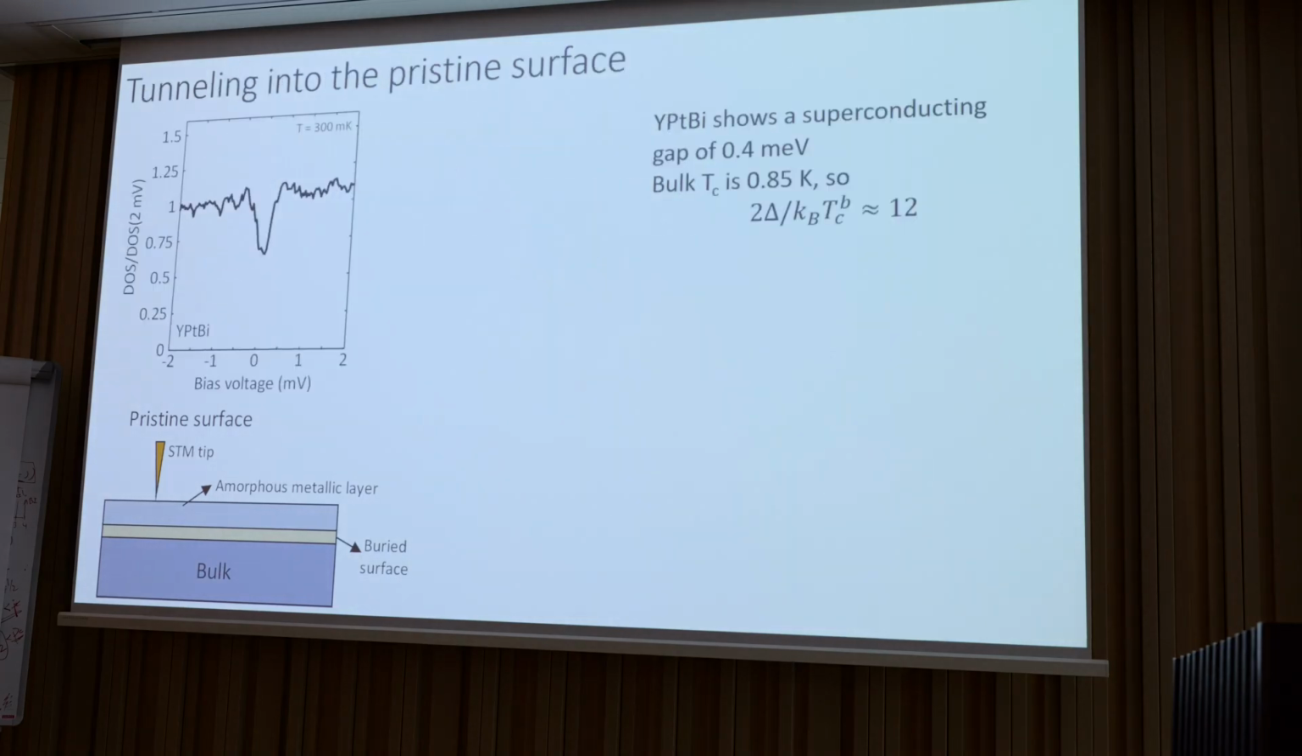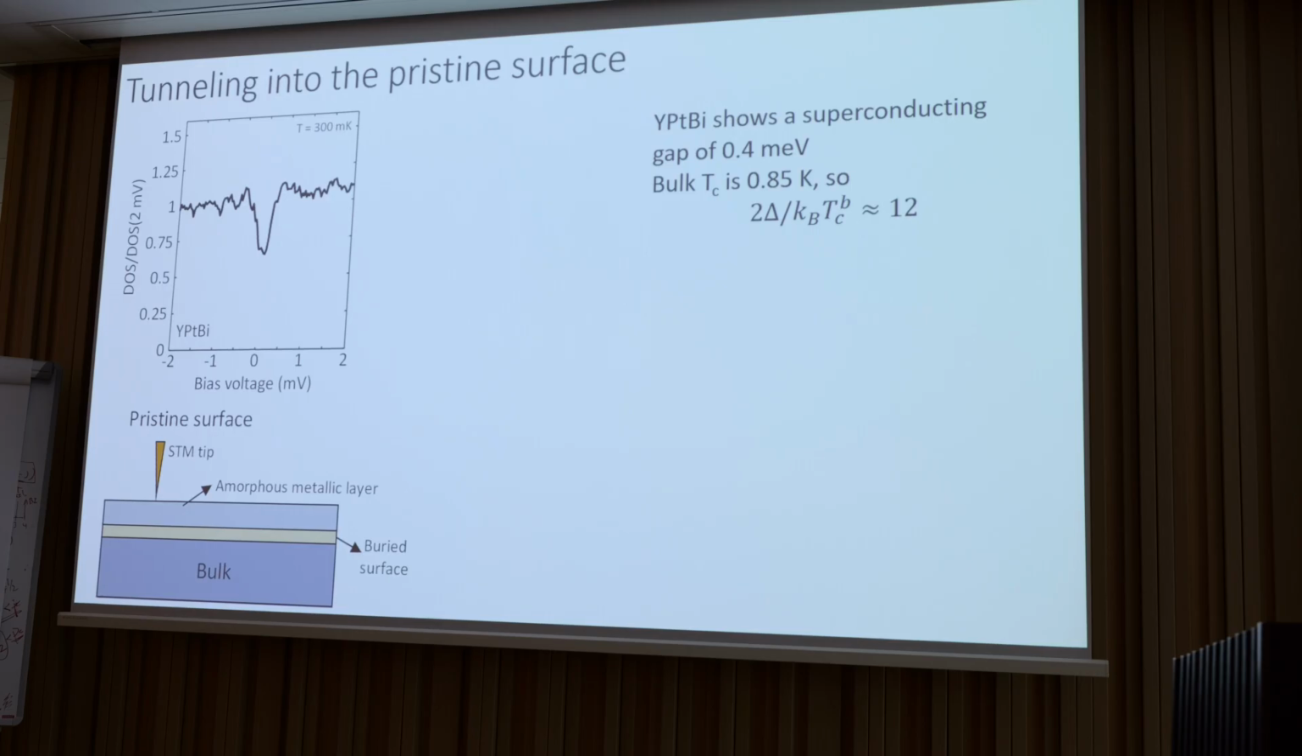Now this is STM data taken on an uncleaved surface of this material at 300 millikelvin. The bulk transition temperature is 850 millikelvin. So you immediately see two things. One is that there is a superconducting gap, there are coherence peaks, and the gap size is 400 microelectronvolts. This is quite large if you think of a bulk transition of 800 millikelvin. And there is also this residual density of states at zero bias, and we think that this is coming from all of the junk that is on the surface.